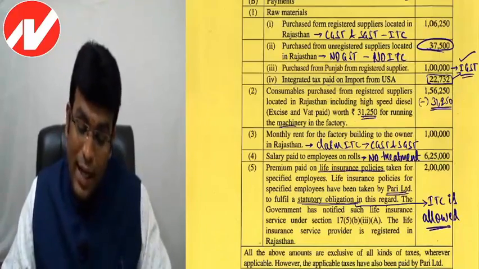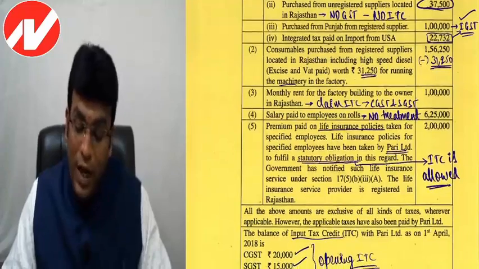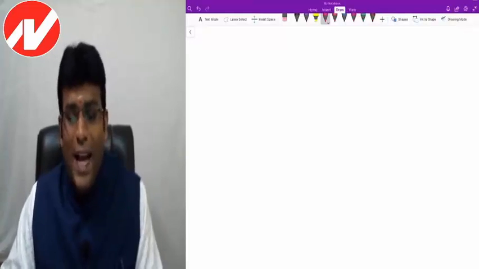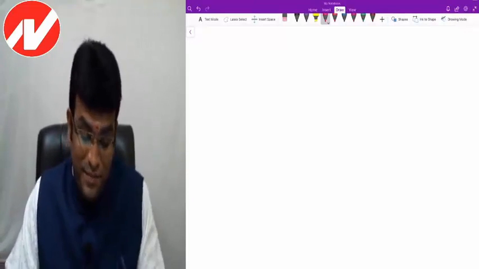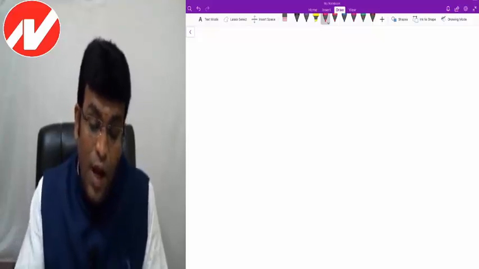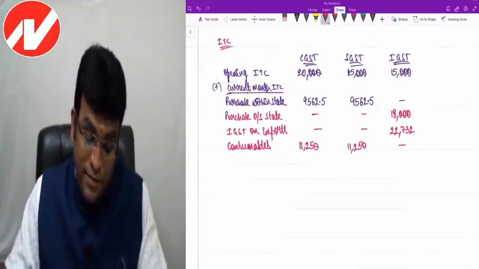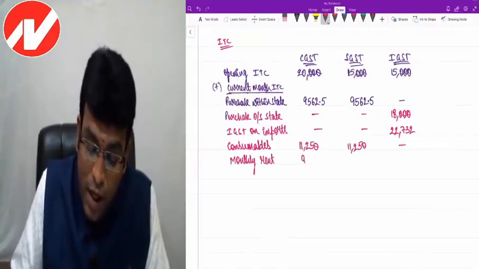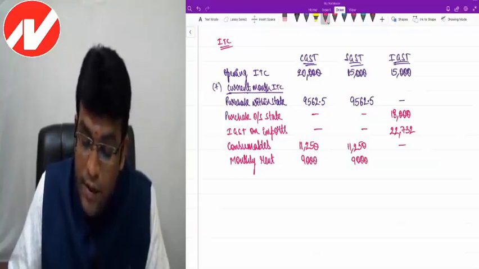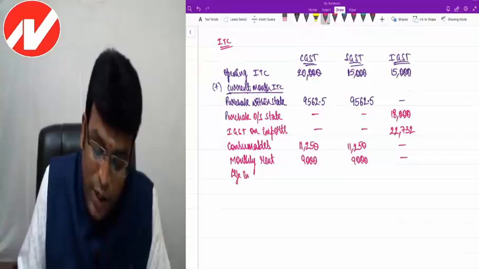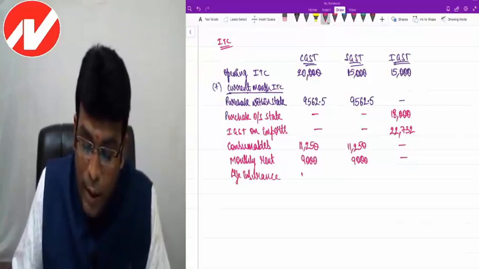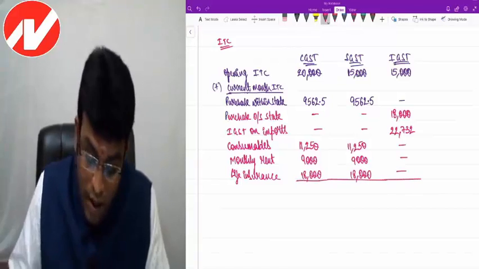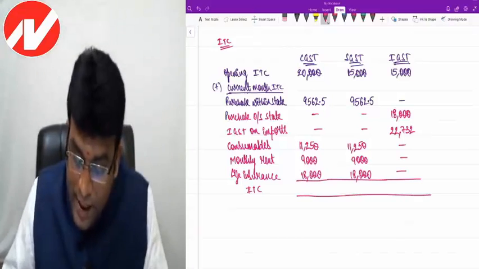Salary, no treatment. Monthly rent I have to take, 1 lakh. Life insurance I have to take, 2 lakhs. Exactly. Monthly rent is 1 lakh, into 9%, so it comes to 9,000. And life insurance is 2 lakhs, into 9% is 18,000. That's it. This is the story of my input tax credit.